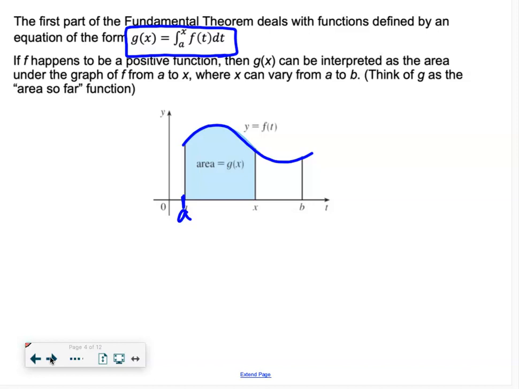Okay, so in essence, the real thing, like on this screen, all you need to know is that g finds area. So on the next screen, all we're going to do is practice this before we learn the actual FTC.